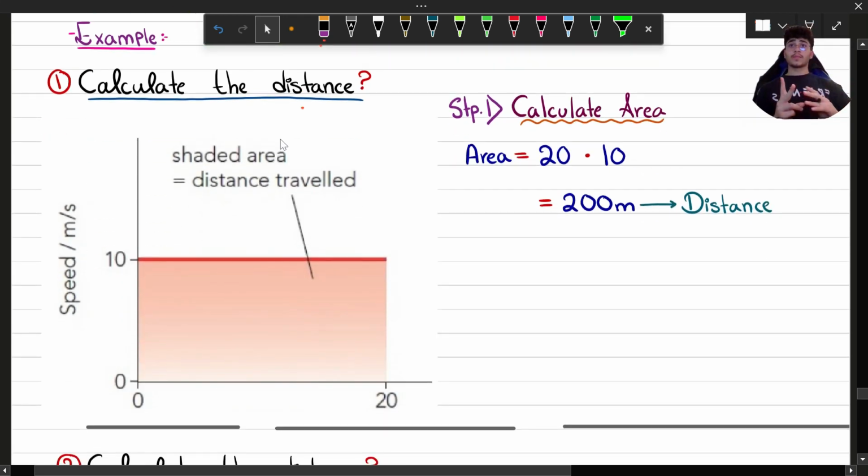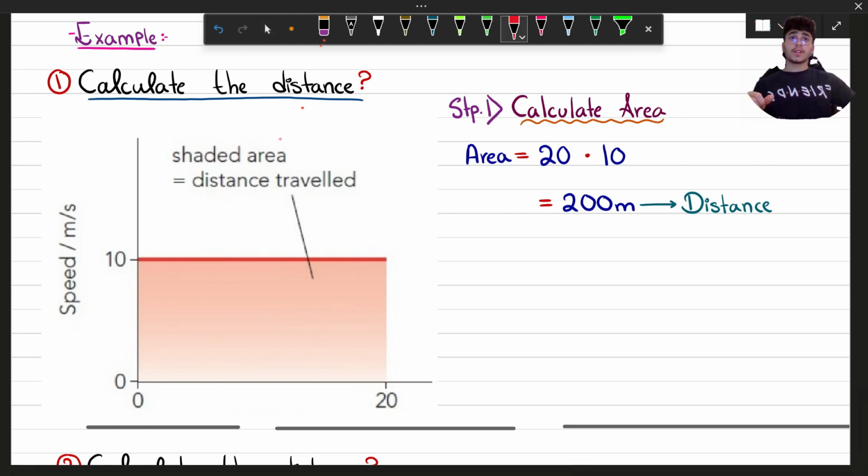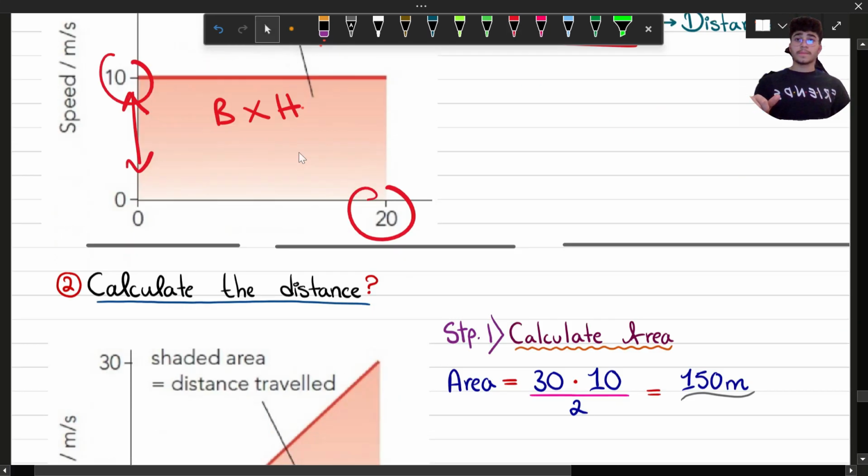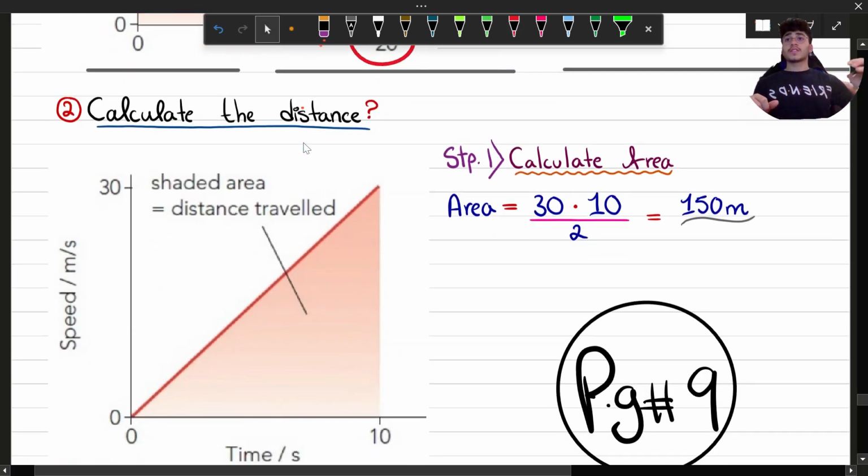So let's take these two examples. To calculate for a rectangle, we have to calculate the area. So the distance is going to be the area under the graph. The area under the graph is base times height. Our base here is 20. Our height here is 10. Base times height, 20 times 10, 200 meters is the distance. Simple as that.